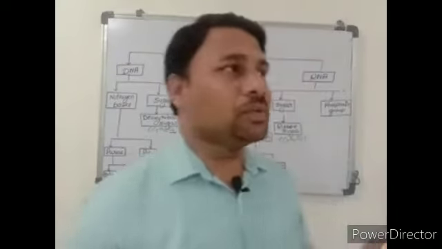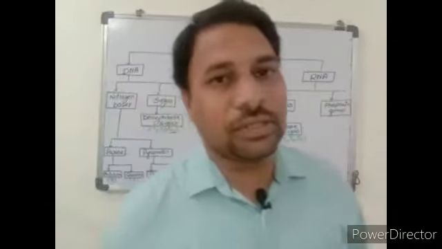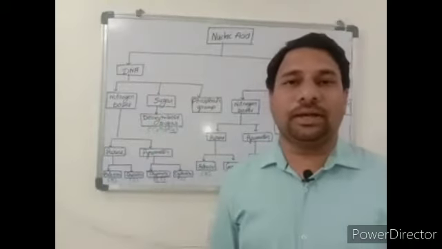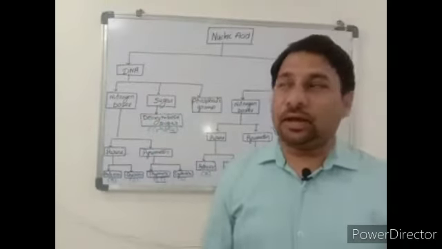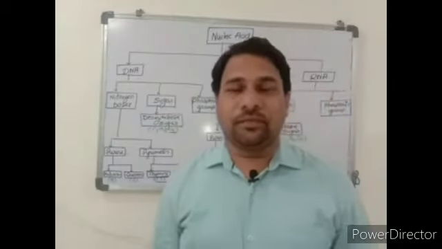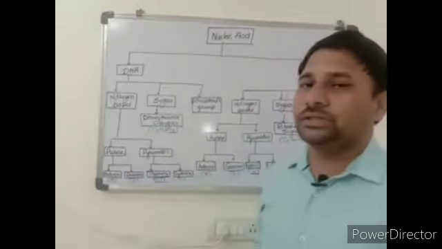Nucleic acids are mostly divided into two categories: one is DNA and the second is RNA. DNA means deoxyribonucleic acid, and RNA means ribonucleic acid. First we discuss DNA, then we go towards RNA.